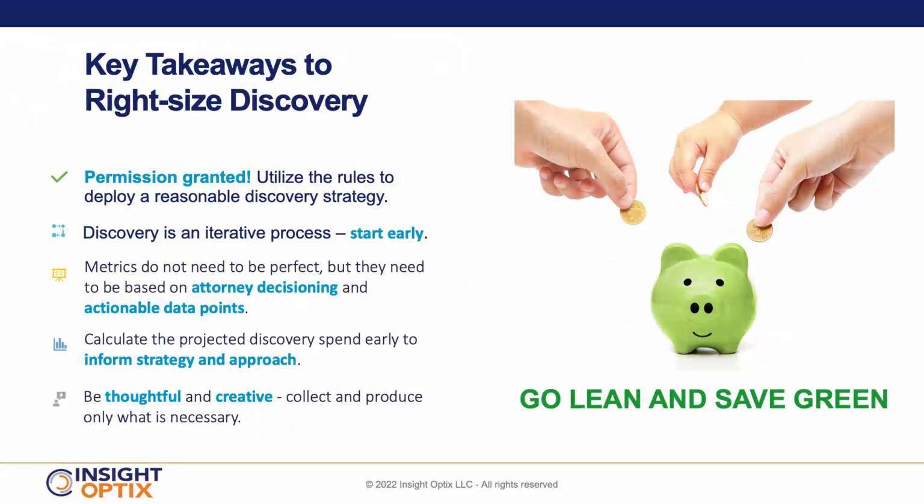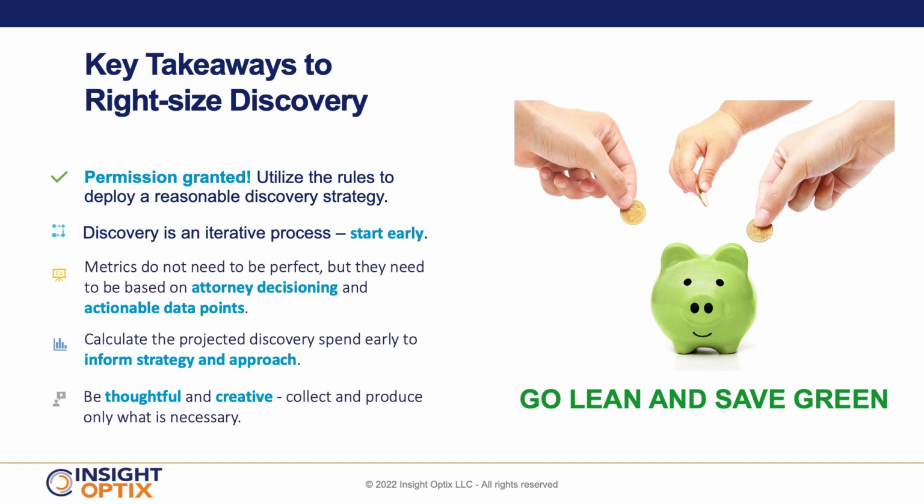So a few takeaways as far as what we've talked about today. Remember that permission has been granted. Utilize the rules to your benefit to deploy a reasonable discovery strategy. The other thing that's important to remember is that discovery is an iterative learning process. You really want to start early, and then as you learn more, you want to document, audit, and calibrate and refine your decisioning as the discovery process progresses.